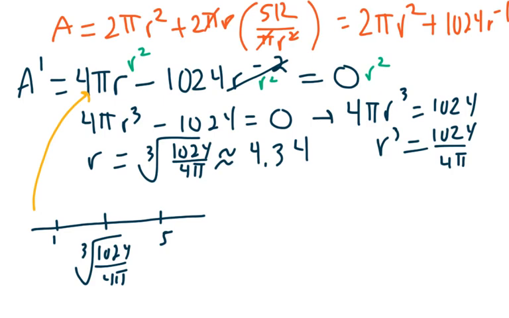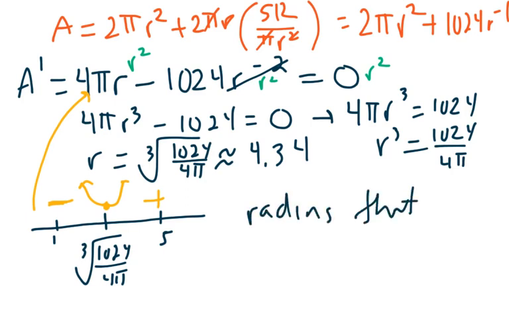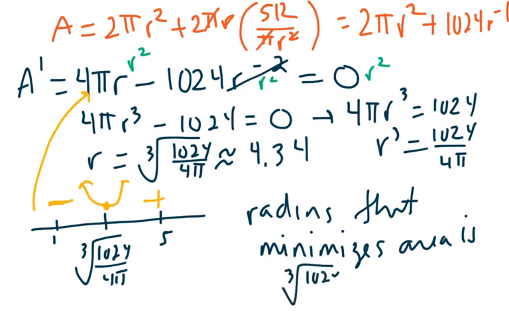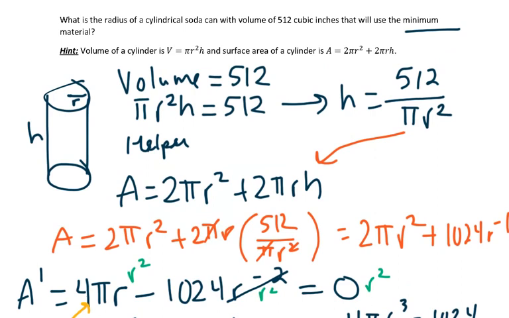So when I plug 1 into the first derivative, 4 pi times 1 minus 1024 times 1 to the negative 2, I get a negative number. When I plug 5 into that equation, I get a positive number. That means the graph looks like this, and there's a minimum at this cube root of 1024 over 4 pi. So the radius that minimizes area is the cube root of 1024 over 4 pi, or about 4.34. I think the units were inches.